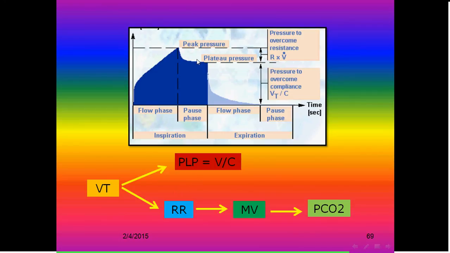The tidal volume will be responsible for the increase or decrease of this. An increase in the tidal volume will be associated with an increase in the plateau pressure. A decrease in the tidal volume will be associated with a decrease in the plateau pressure, so long as the compliance is the same. At the same time, the tidal volume multiplied by the respiratory rate is responsible for the minute volume, which will determine the carbon dioxide.